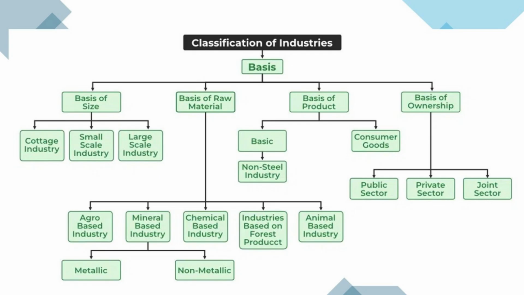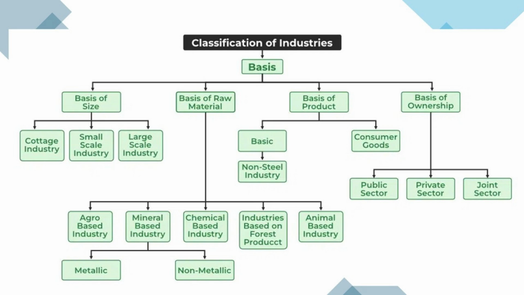Agro-based industries use plant and animal-based products as raw materials. For example, cotton textile, sugar, jute and edible oil industries all come under the agro-based industries because their raw materials are plants and animals. The second major type is mineral-based industries. Here they use minerals and metals as raw materials. For example, iron and steel industry, cement industry and machine tools, etc. This is about the first classification.